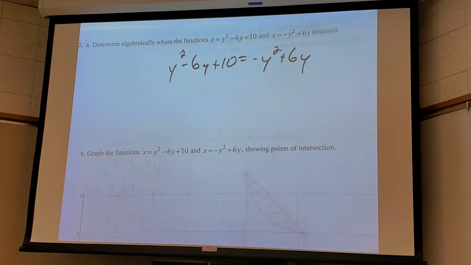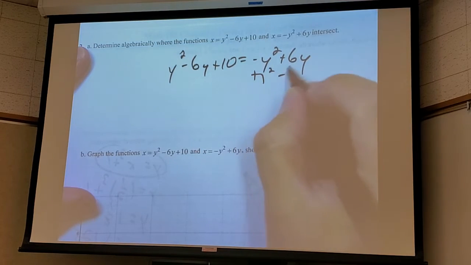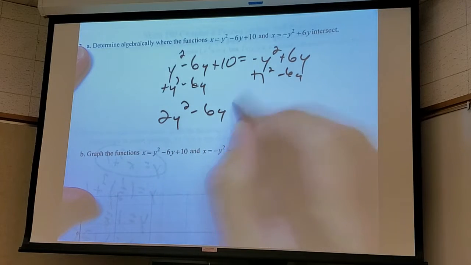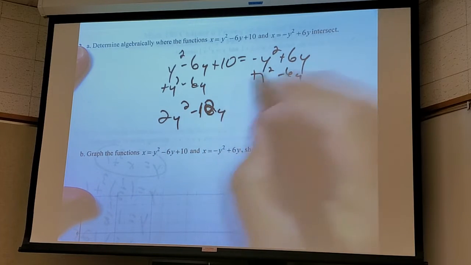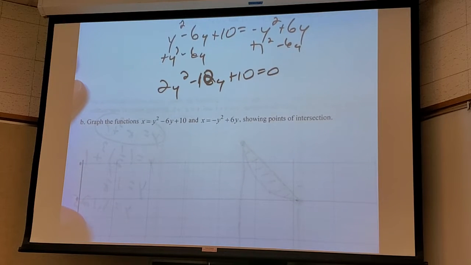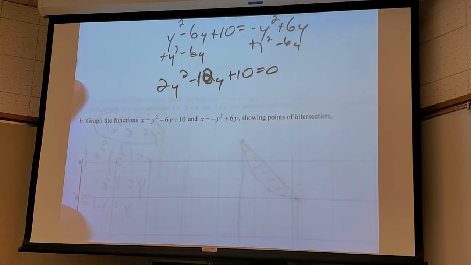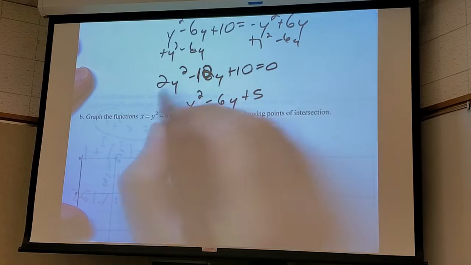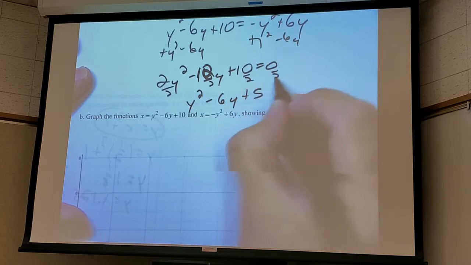All right, how do you solve that? Add the y squared. Yep, good. Get it equal to 0, right? So add y squared, subtract 6y. Divide by 2. And real quick, why am I allowed to do that? Because of course the 0 eats that for lunch, right?